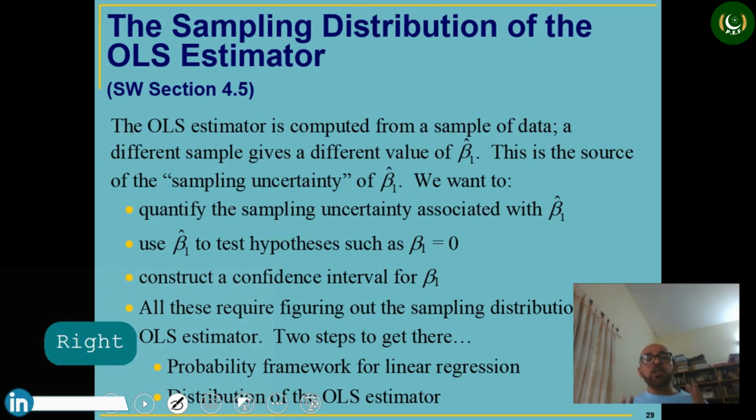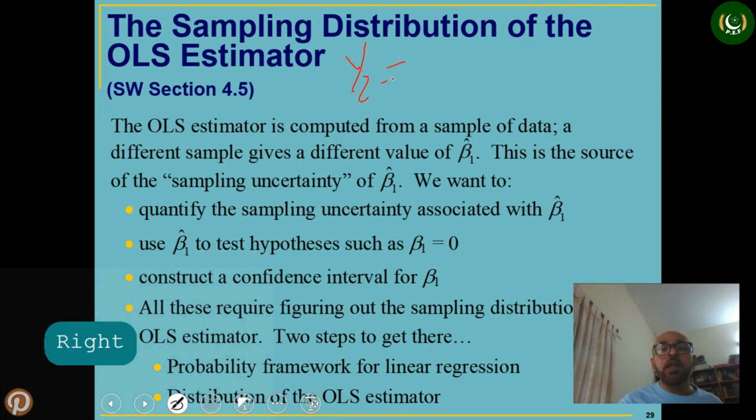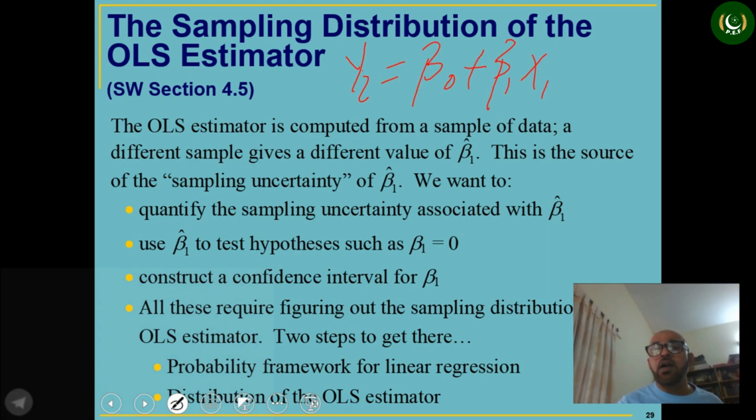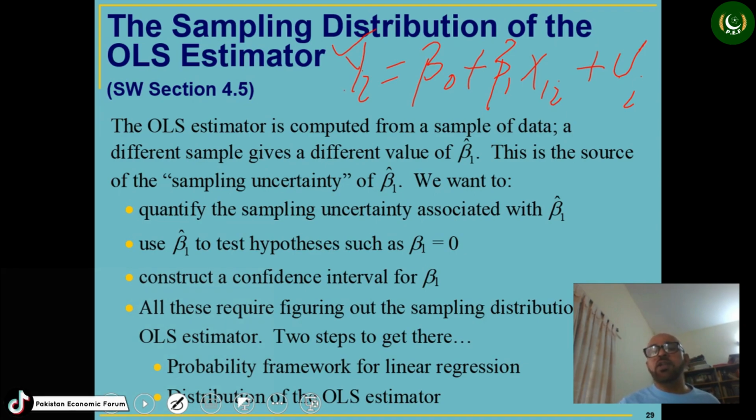Almost the last point, the sampling distribution of the OLS estimators. If yi is equal to beta naught plus beta 1 x1i plus ui, and ui is normal, then y is a linear function of a normal, so y is normally distributed. If y is normally distributed, beta 1 hat is a linear function of y, so beta 1 hat is also normally distributed. So it's okay so long as ui is normally distributed. Even if ui is not normally distributed, we don't have any serious issue.